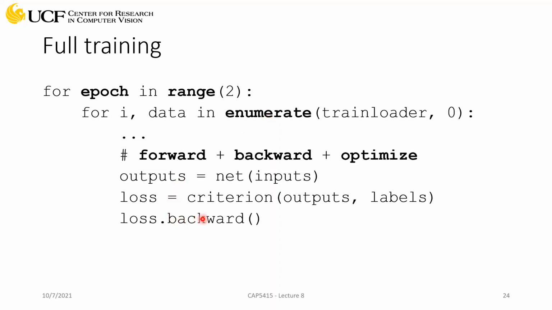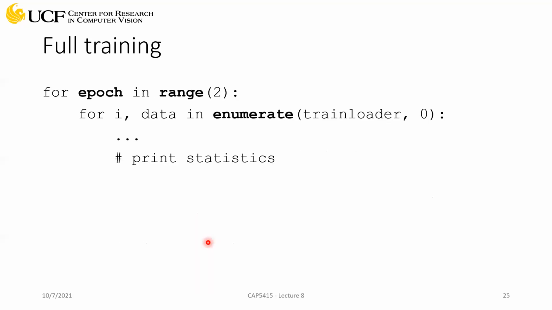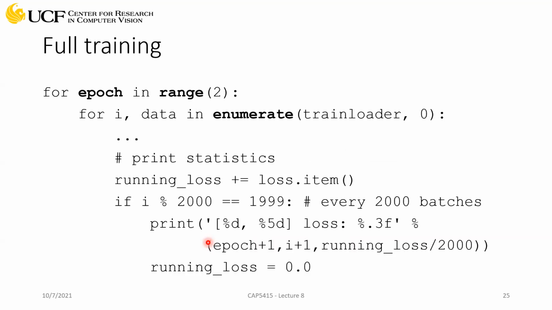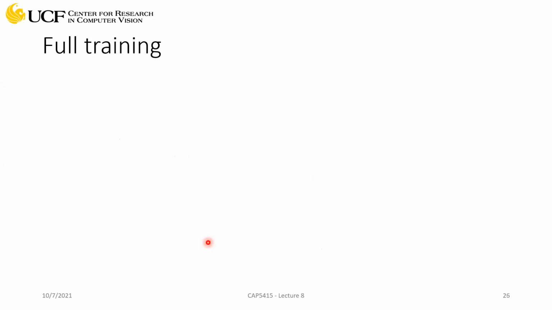This is the backward step, we have seen this. Then this is the optimization step. And that's it. And these are statistics if you want to debug or something. I won't go over these. This is fine.